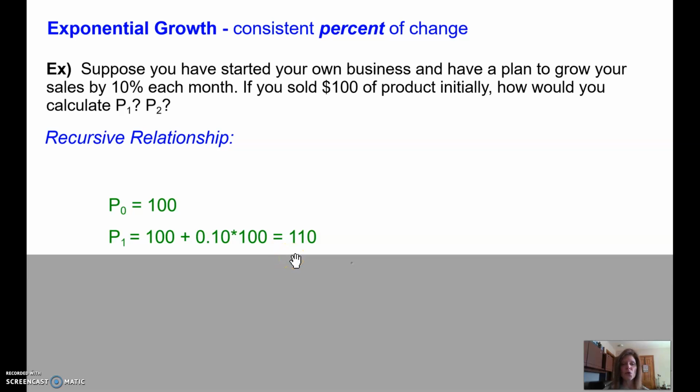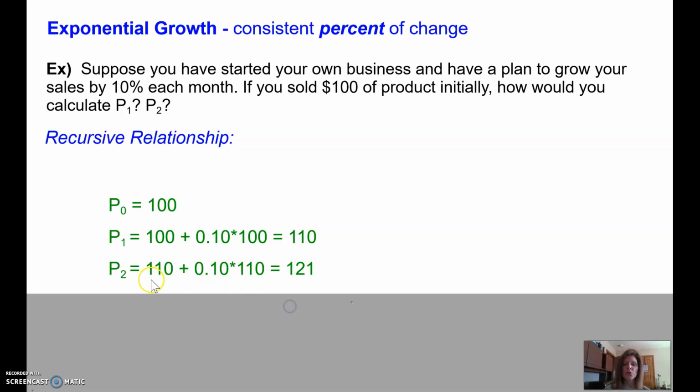Okay, so how do I come up with P sub 2? I have to use what I just calculated and add 10% to that. So I'm going to start with the 110 and add 10% of the 110. Right? It's always of the one right before it. So in this case, we're going to come up with 121.